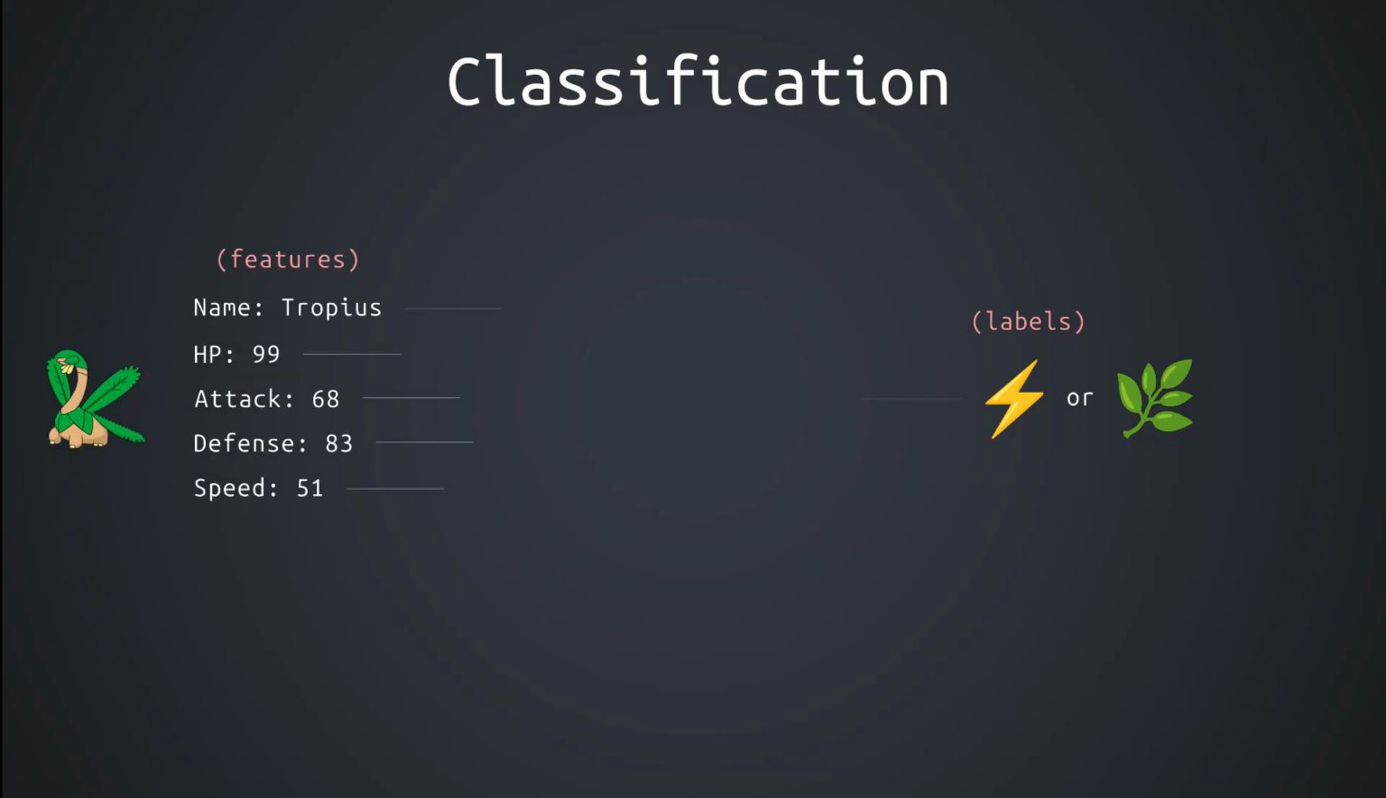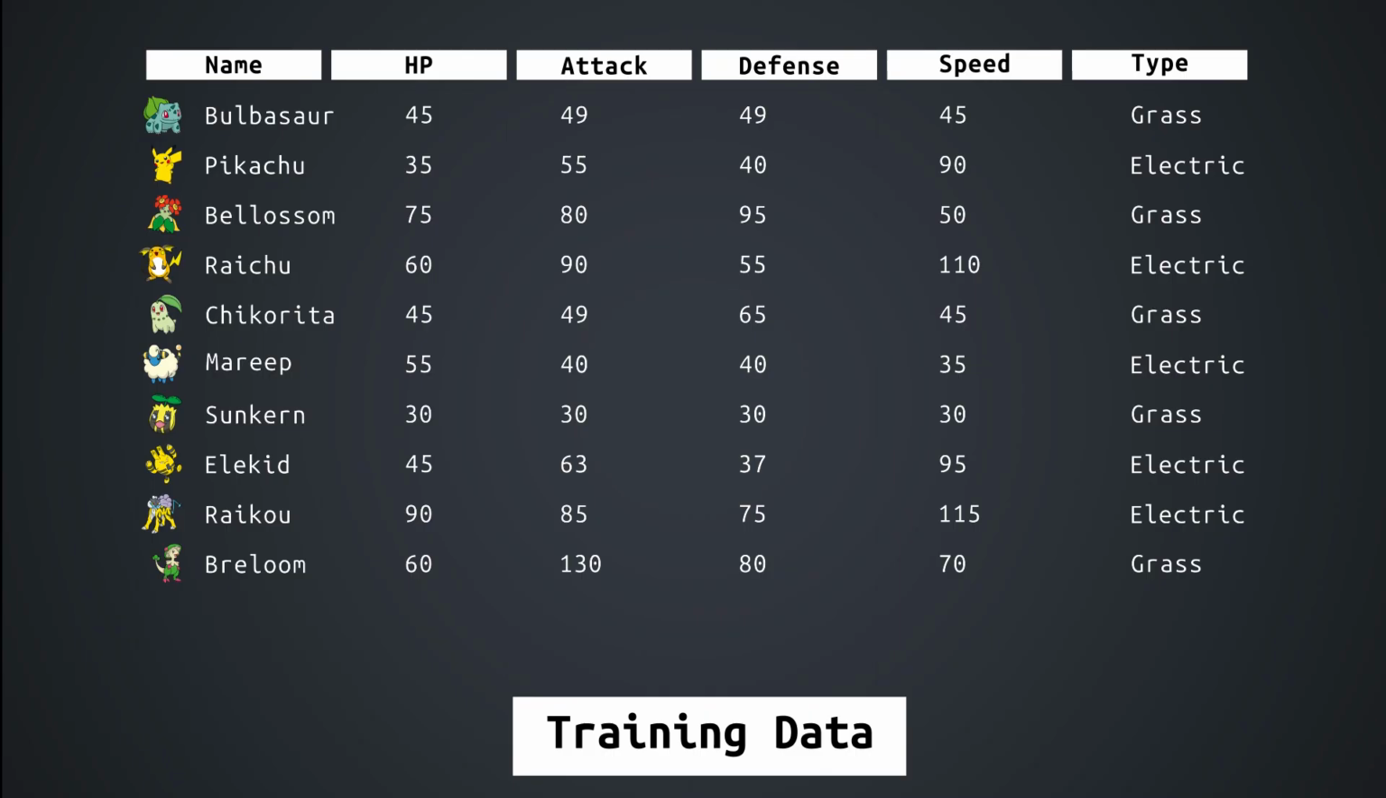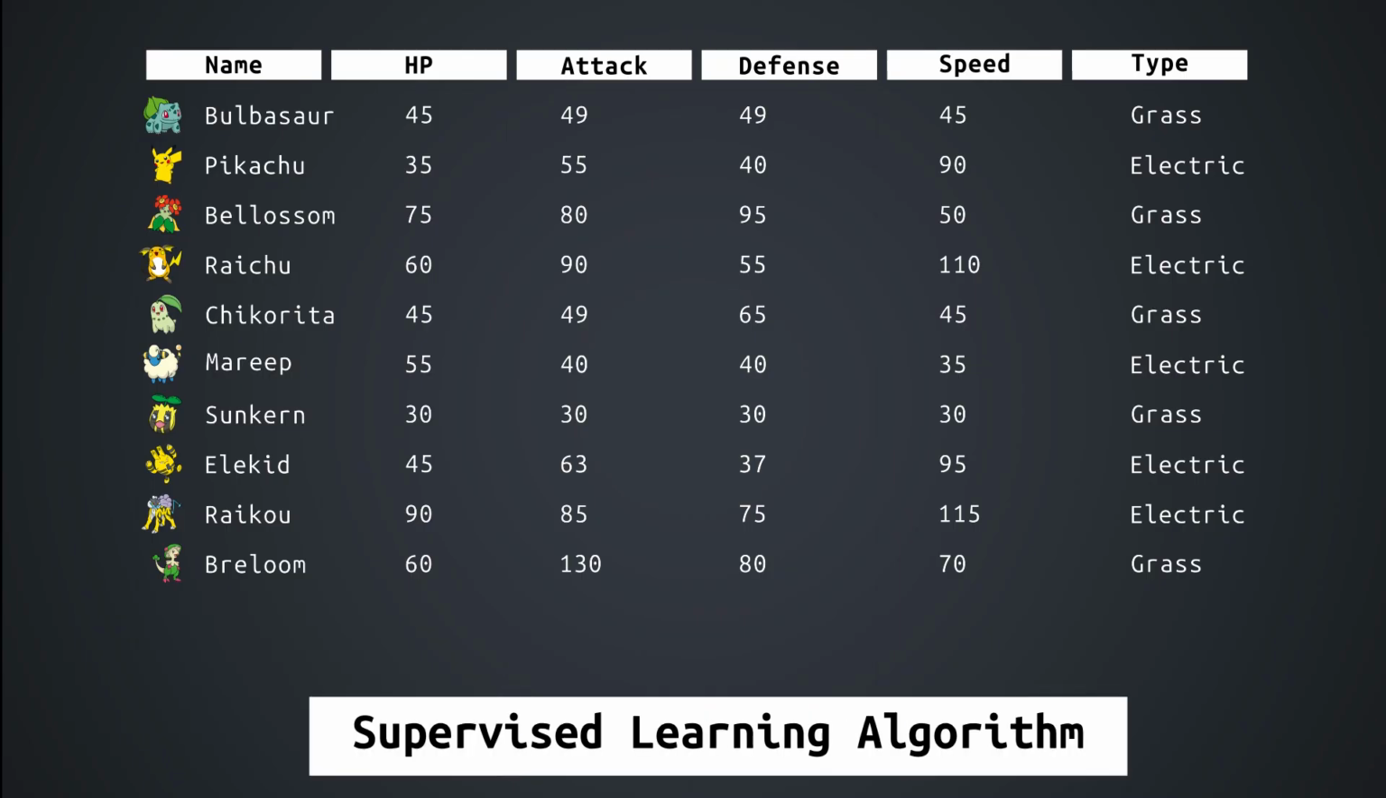To solve the classification problem, we will build a decision tree that will take a Pokemon's stats as input and output the correct type for this Pokemon. In order to build such a tree, we need training data that is already labeled correctly. This is why decision trees are called a supervised learning algorithm. They require a training dataset that has the correct labels to learn from. Then they can be used to make predictions on the label of new data.